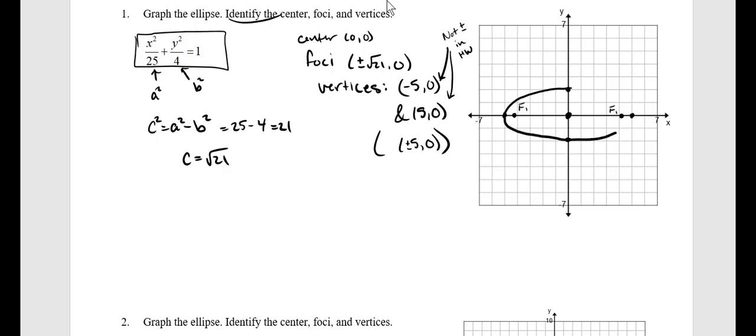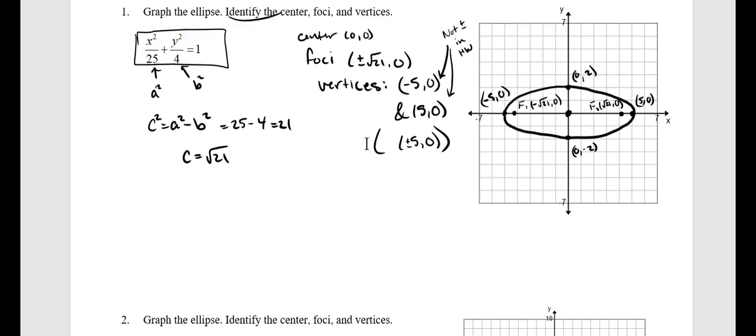Just doing your best. Sketch a smooth curve. That's about the best I'm going to be able to do, so I won't try again on that. Maybe I label these out here. This focus was negative root 21, 0. This focus is positive root 21, 0. Squeeze it in there, fit it. Okay. That's about all we're looking for. You got all the big features there.